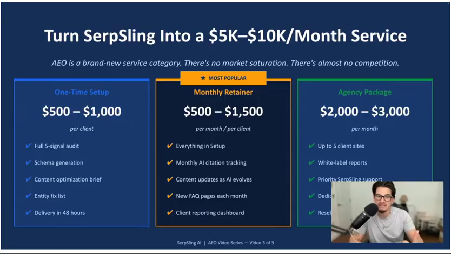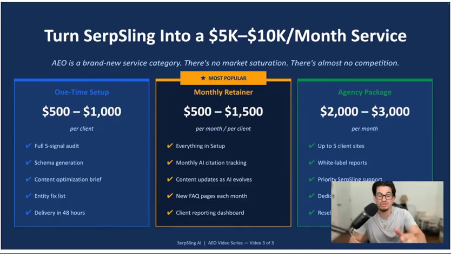You saw based on the case studies how just one strategy can make a dramatic impact on a business's visibility inside of AI search engines. Then you also have right here in the middle the most popular one, where you can charge $500 to $1,500 per month per client. You can do everything in setup. You can have monthly AI citation tracking. You can give them content updates as AI evolves. You can publish new frequently asked question pages each month to capture even more traffic. And you can even give them a client reporting dashboard. So, multiple ways that you can price this.